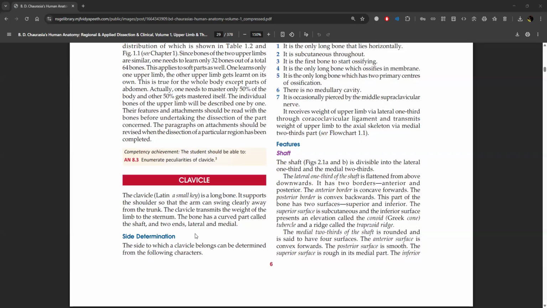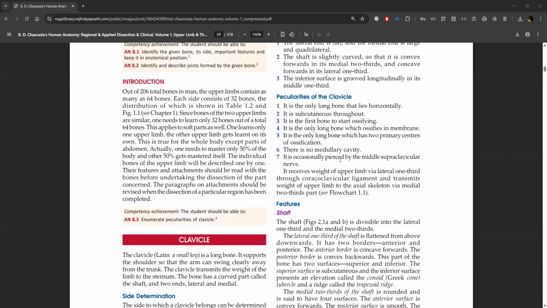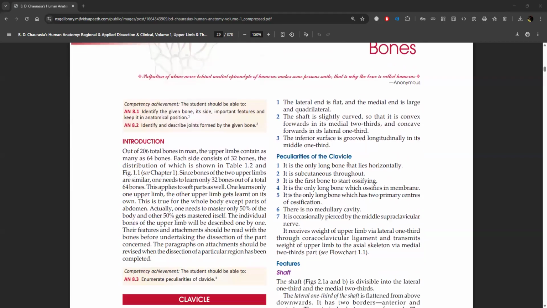Side determination. The side to which a clavicle belongs can be determined from the following characters. Number 1. The lateral end is flat and the medial end is large and quadrilateral. Number 2. The shaft is slightly curved so that it is convex forwards in its medial 2/3 and concave forwards in its lateral 1/3. The inferior surface is grooved longitudinally in its middle 1/3.